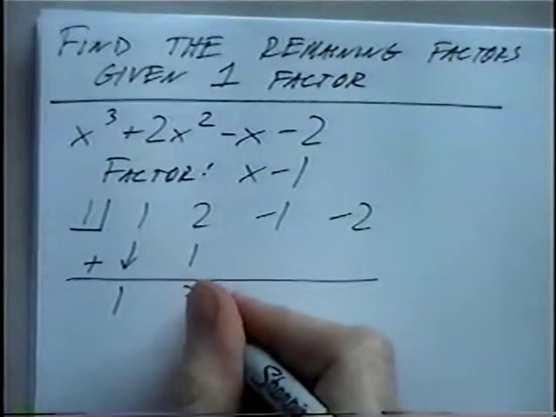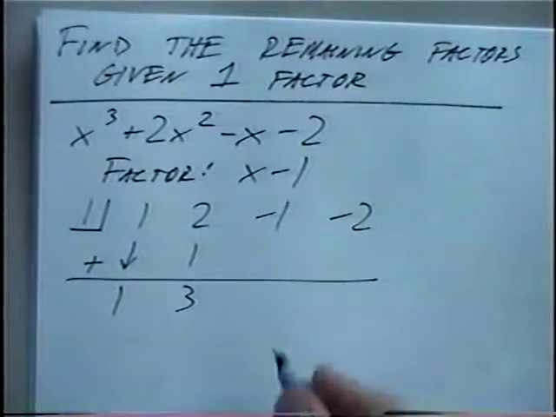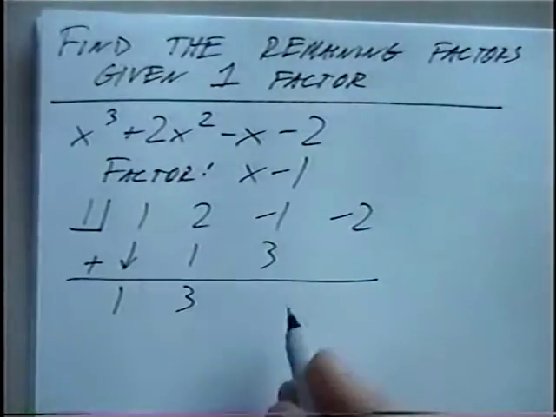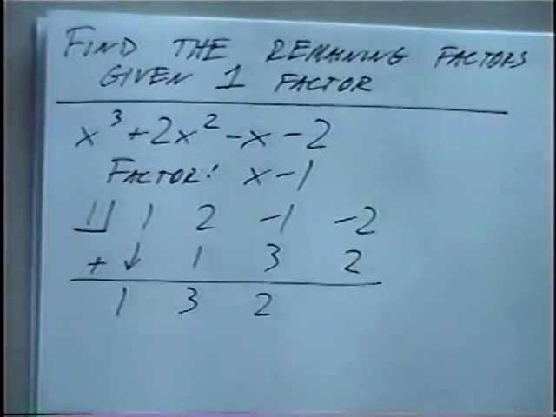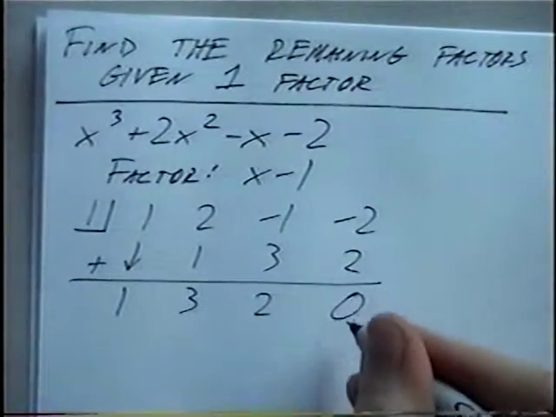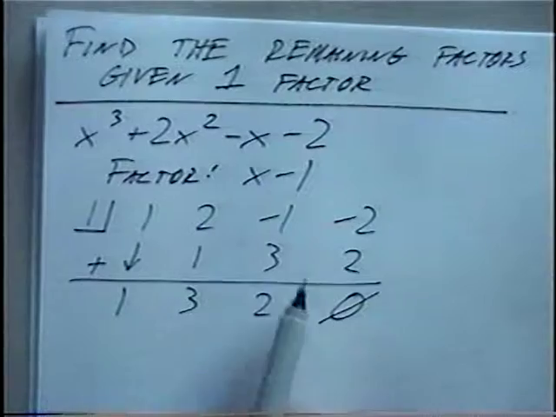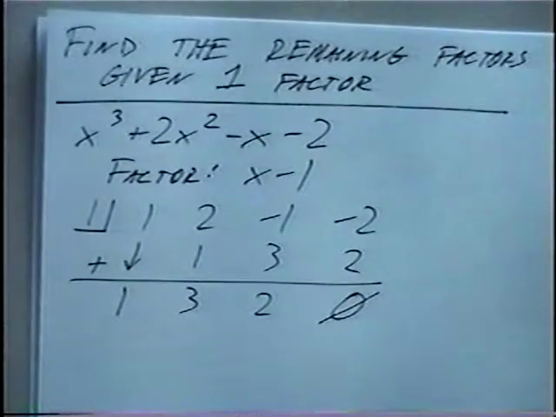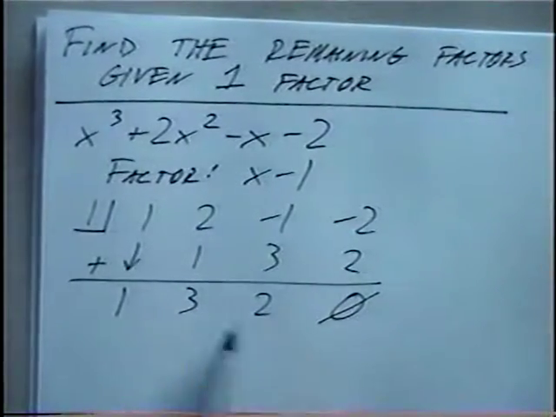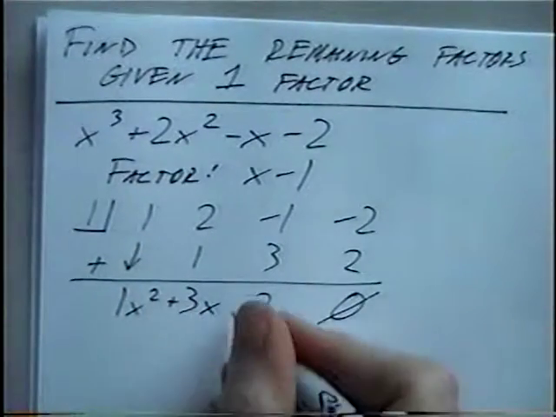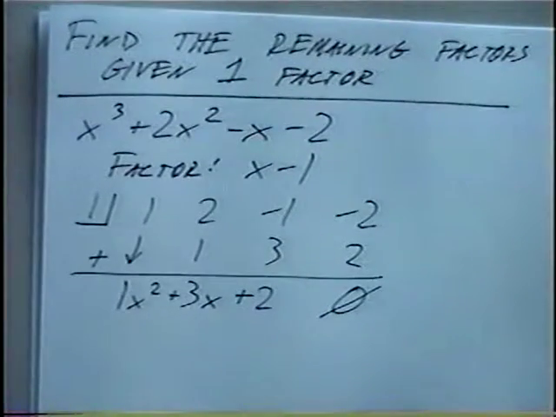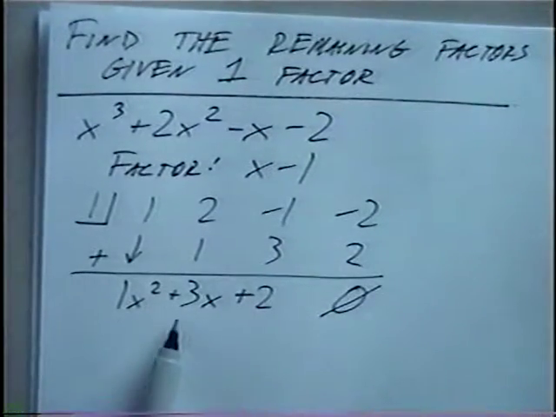Add straight down. Multiply. Add straight down. And multiply. Add straight down, you get 0, which means no remainder. There's no remainder because it was a factor. Our leftover polynomial, we started with x cubed, so this would be x squared plus 3x plus 2. This is the polynomial that's left.